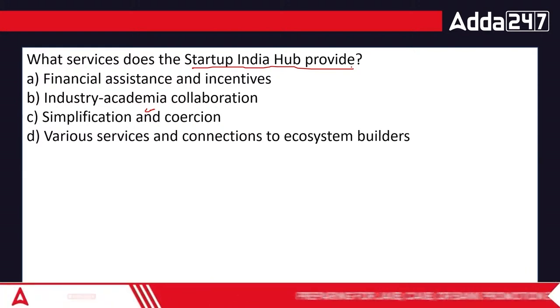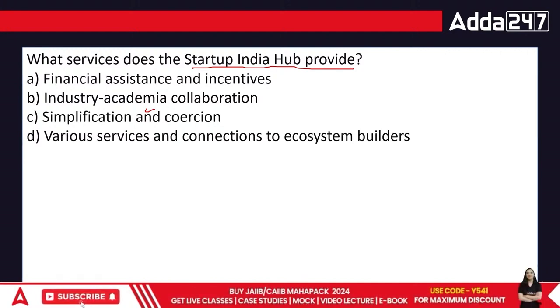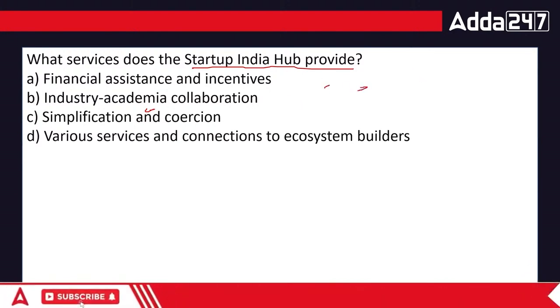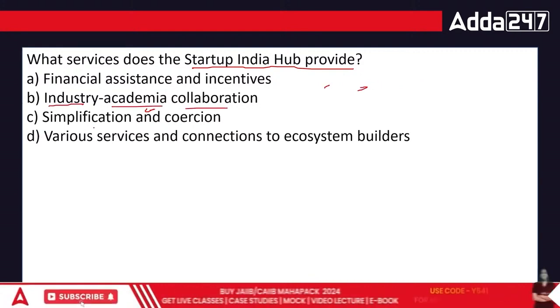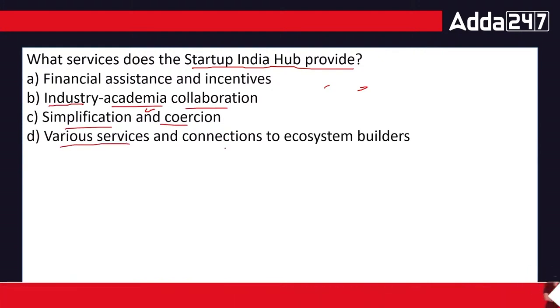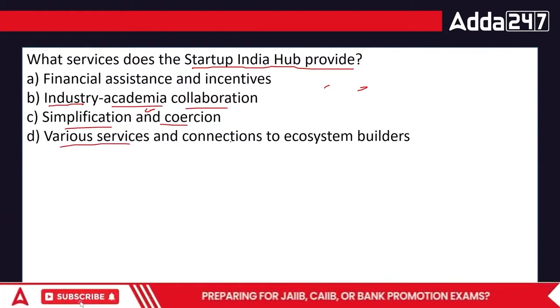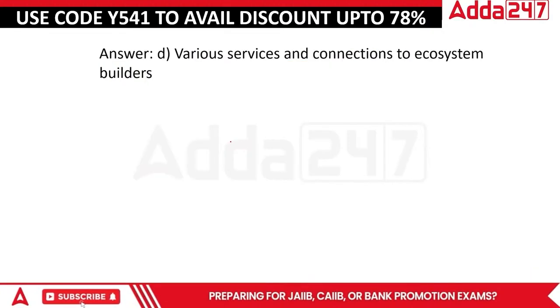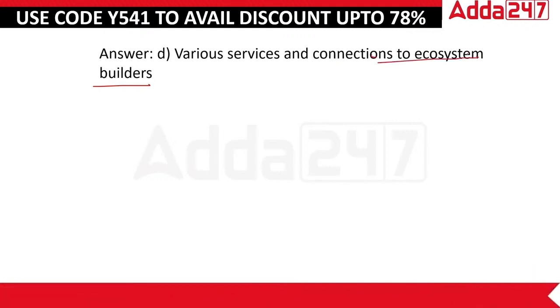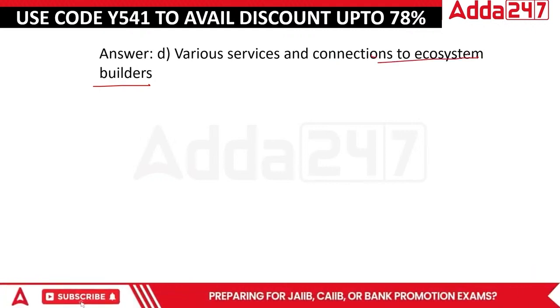Startup India Hub provides financial assistance and incentives. Yeah, it really provides you the shelter. It's a kind of incubator. Industry, academia collaboration, simplification and coercion. Then last is various services and connections to the ecosystem, to ecosystem builders. You build up a particular area where you can actually help them. You're just not providing them financial connections. You're providing way more than that.